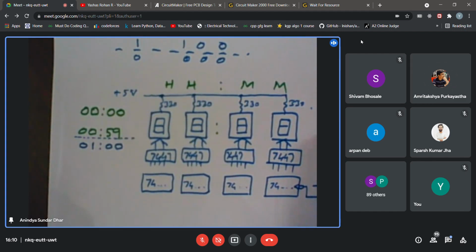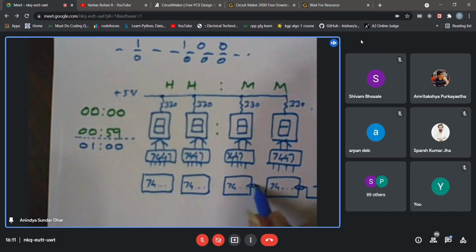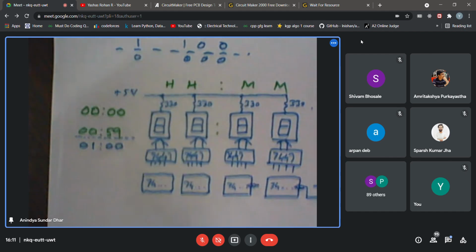If they are acting on the falling edge, between two edges it should be 1 minute. So I need to design a square wave generator circuit with a time period of 1 minute. So I provide that. But then the question is, who supplies the clock of this? Where from will I derive the clock?